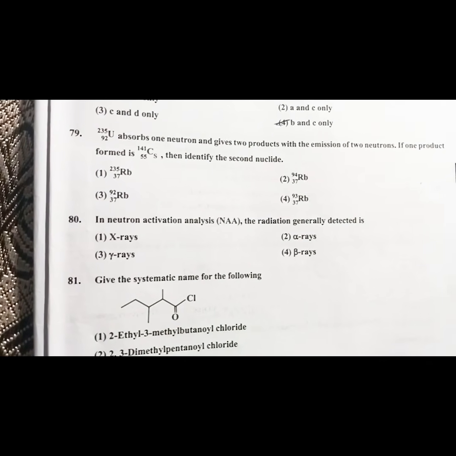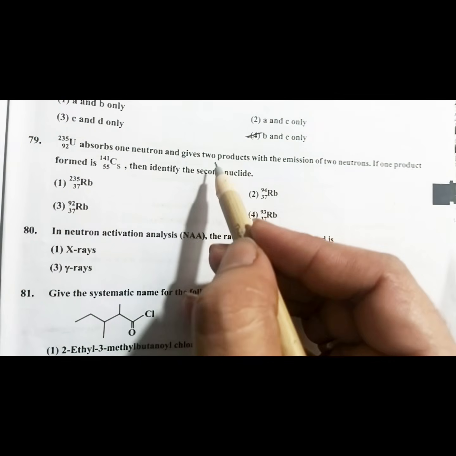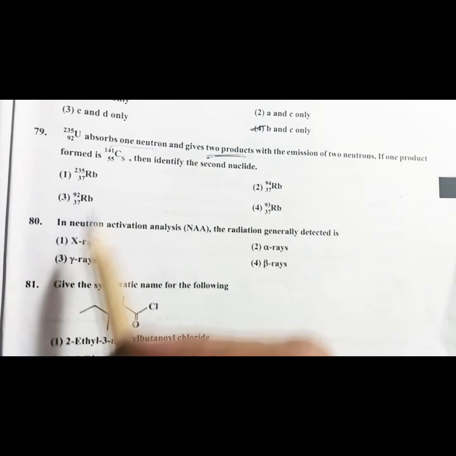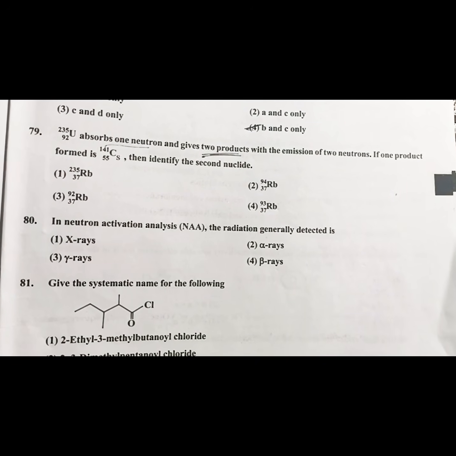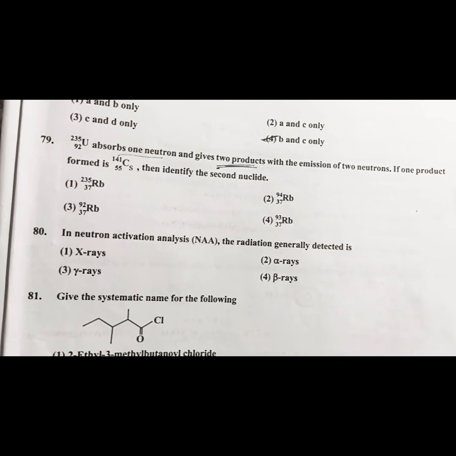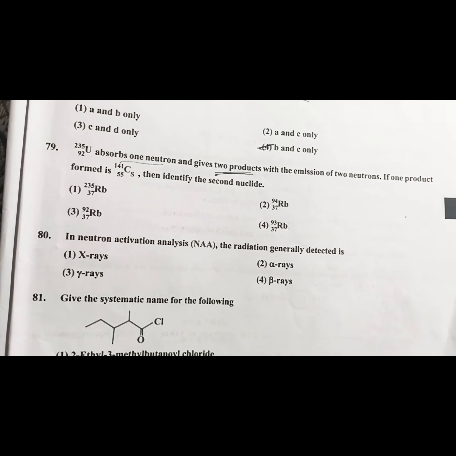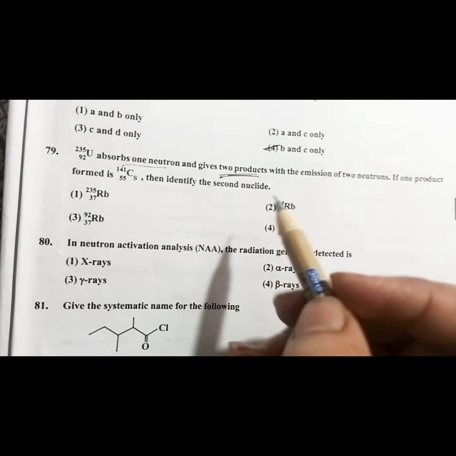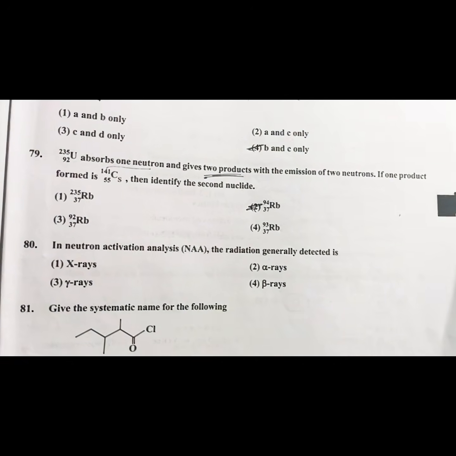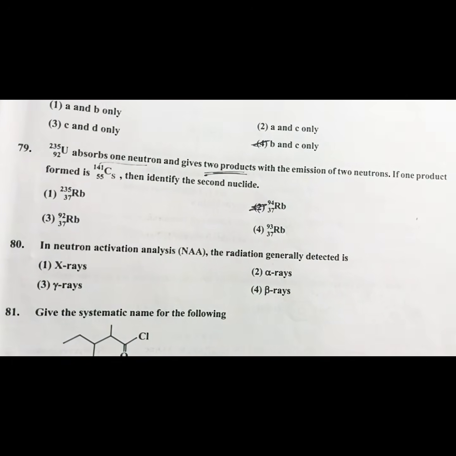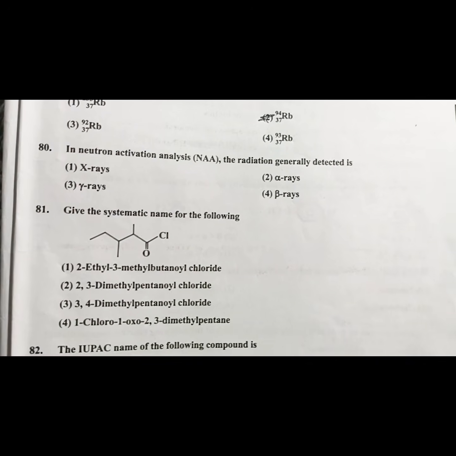Okay, so for the 79th question, here there will be uranium which emits and gives 2 products by 1 neutron emission. So what will be the answer? So here when the neutron emission takes place, the answer will be 90, for Rb, the 2 will be the correct answer.